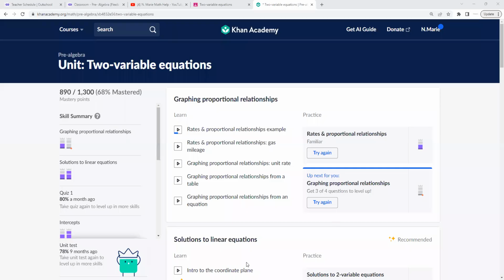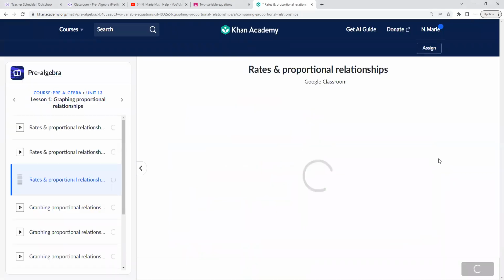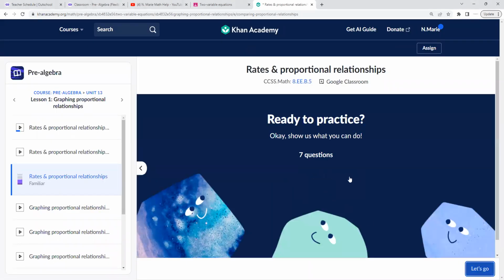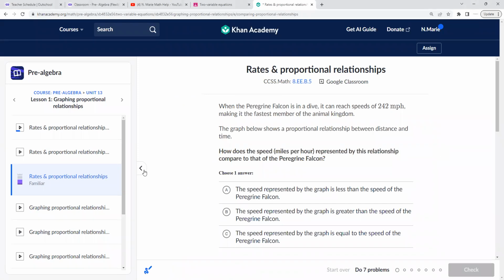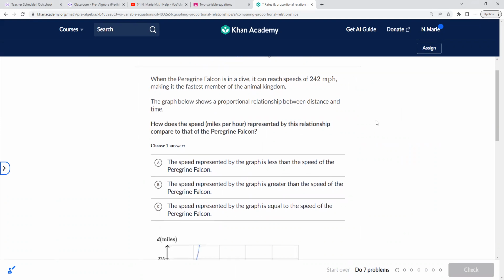Okay, so we're going to go deeper into the two variable equations unit, which just involves a lot of graphing and whatnot. So first we'll be looking at rates and proportional relationships. When the falcon is in a dive, it can reach speeds of 242 miles per hour, making it the fastest member of the animal kingdom. The graph below shows a proportional relationship between distance and time.